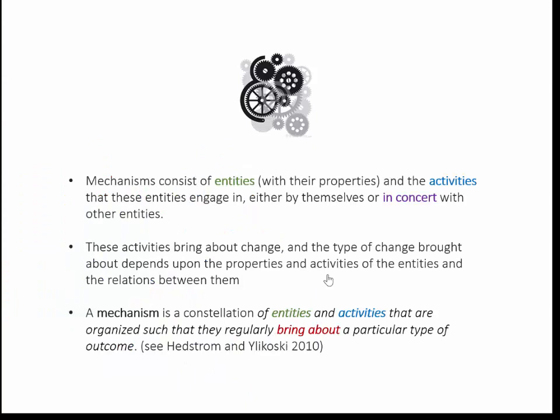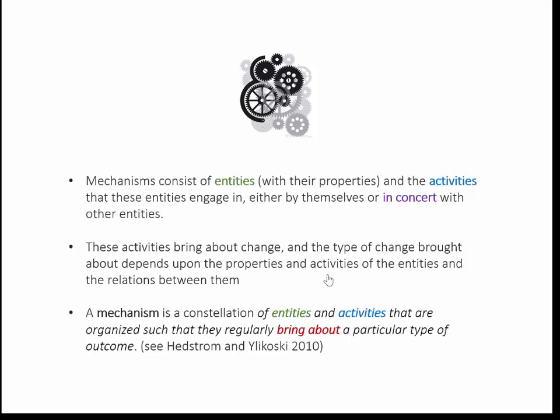So a mechanism, there's a definition that I use from Peter Hedström and Petri Ylikoski in their annual review paper. You had to read the chapter by Peter Hedström and Richard Swedberg. There they outlined the idea of a mechanism before. This is in the review paper that came afterward at some point. So a mechanism, they say, consists of entities with their properties. What are entities? It could be people, organizations, institutions, different actors that we have there.